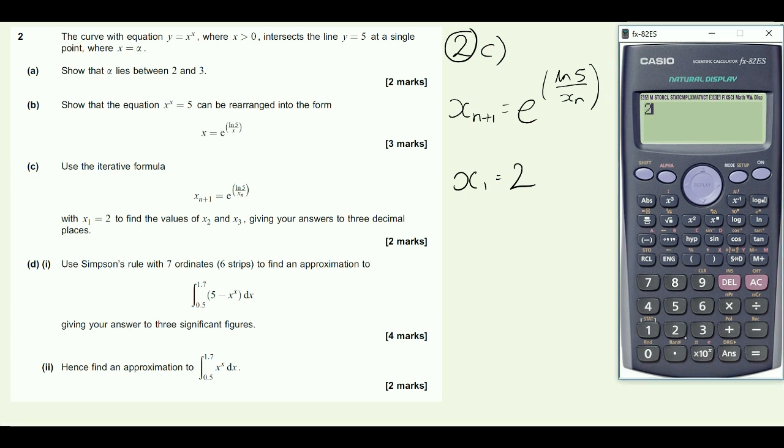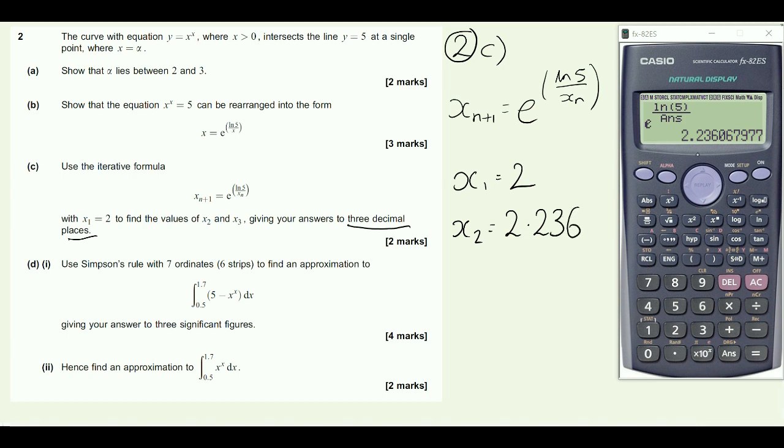So the first thing we do is store the 2 as the answer function, okay? And then we set it up so we've got e to the power of ln 5 over, in the first case, the 2. Then when we press return, it's going to give us x2. Just have a look at what it wants it to, 3 decimal places. Make sure that you do that, because if you miss out a decimal place, you will drop marks. So it's going to be 2.236.